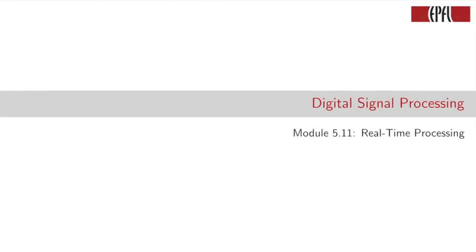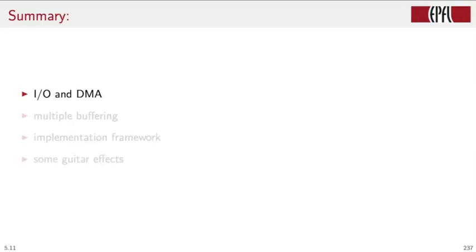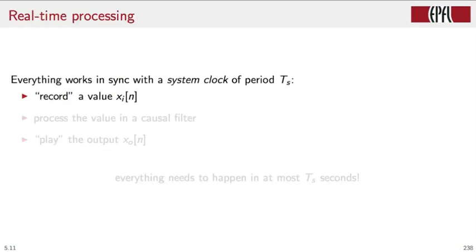Hi and welcome to module 5.11 of Digital Signal Processing. In this module we'll talk about real-time signal processing with a particular focus on general-purpose architectures such as your PC. We will first examine how data transfer takes place between your PC and peripherals such as the sound card. We will talk about multiple buffering, which is a technique to ensure smooth data communication between the CPU and the external devices. We will look at the general implementation framework from the point of view of the API, and then we will look at how to implement some guitar effects in real time.